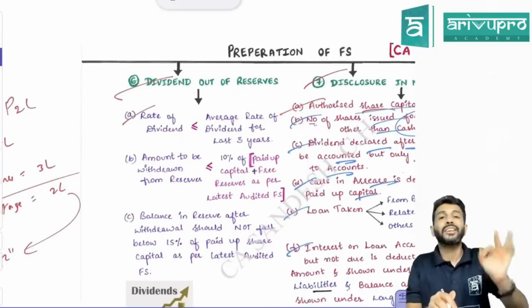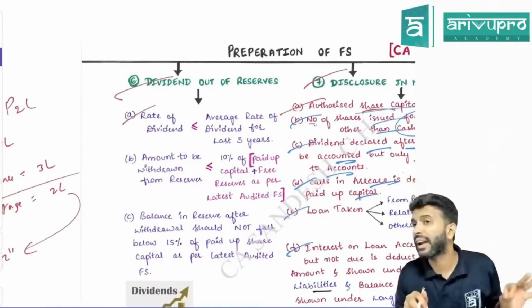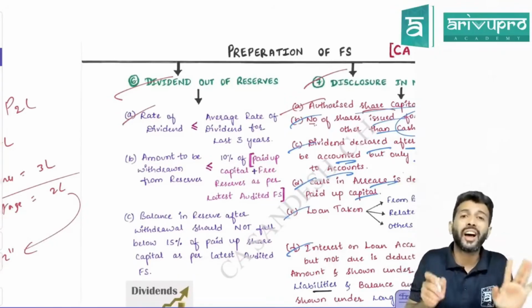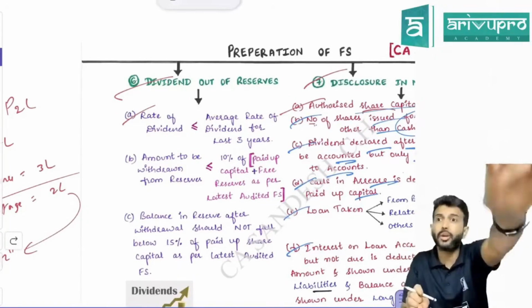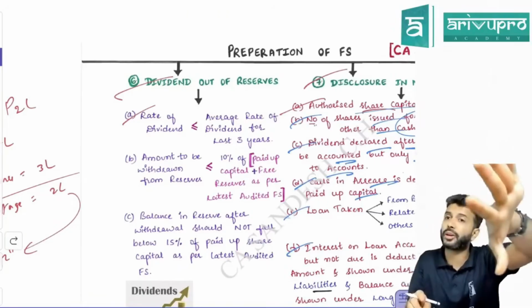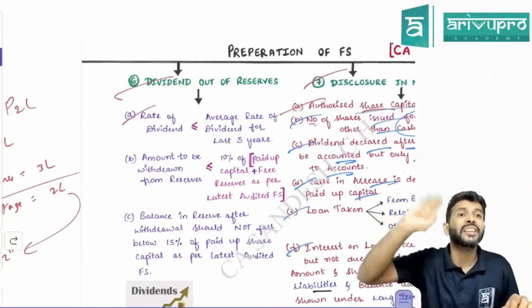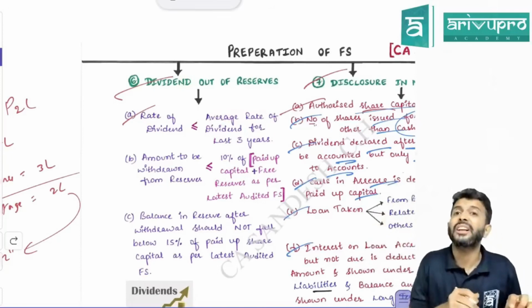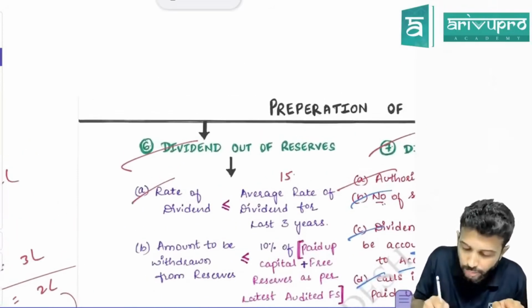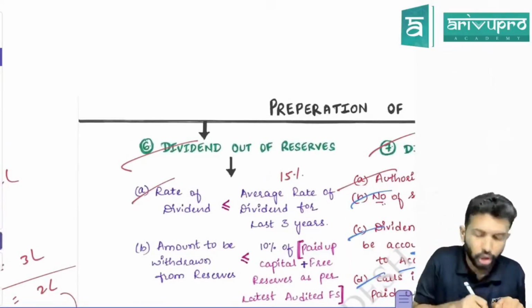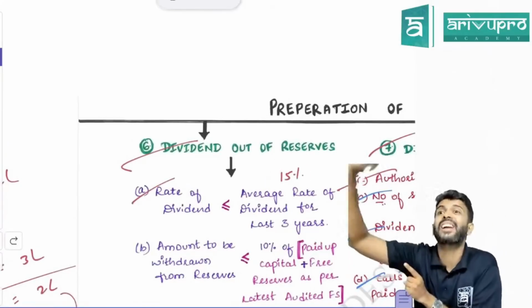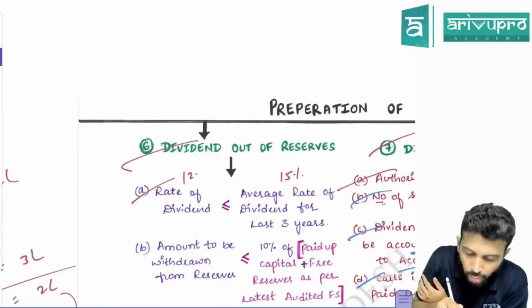First condition is the dividend rate that you are planning to declare should not exceed the dividend for the last 3 years. Whatever dividend percentage you're planning to give should not exceed the average rate of dividend for the last 3 years. Let's say in the last 3 years you've been paying 15% dividend on an average. In the current year, you should not declare a dividend greater than 15%. Let's say in the current year, I want to give only 12% dividend.